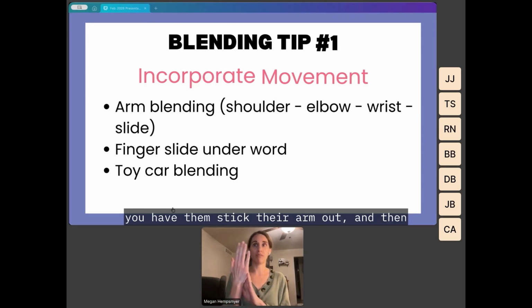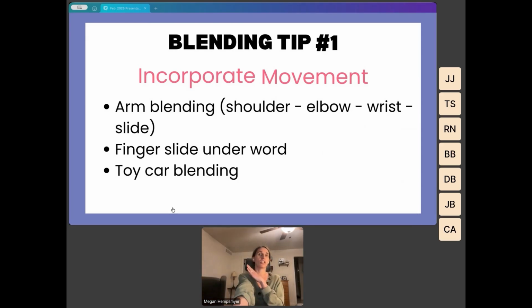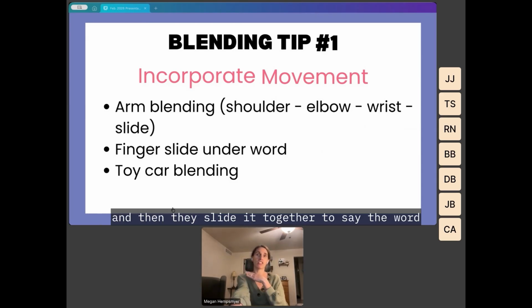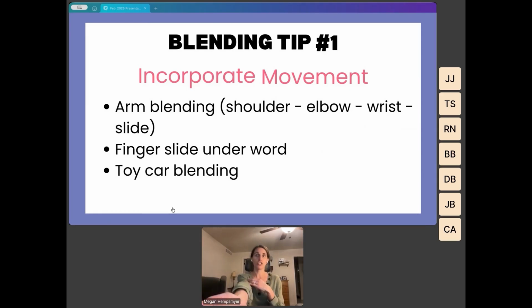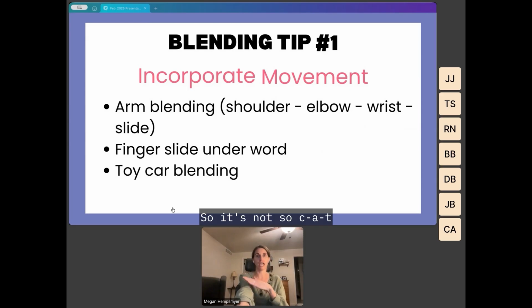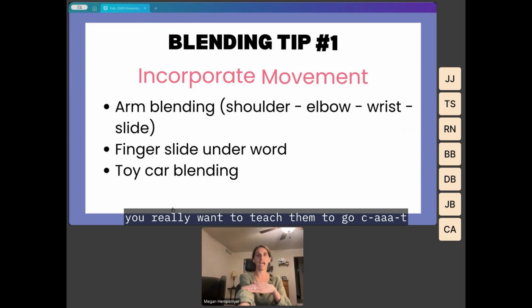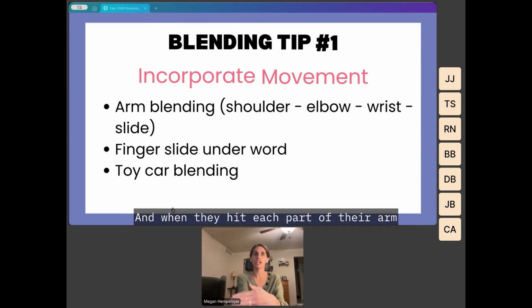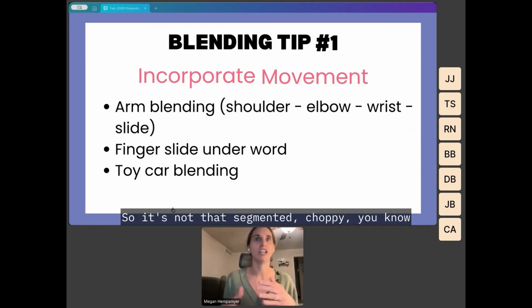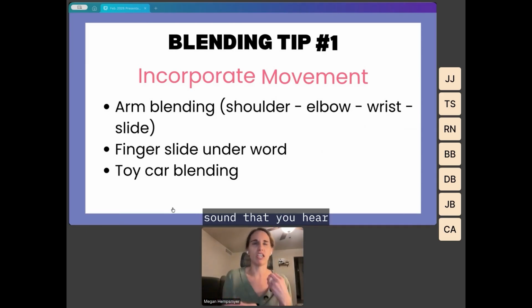You have them stick their arm out, and then with each sound, they're tapping different parts of their arm, and then they slide it together to say the word. So cat: k, at, cat. As they're sliding down their arm, they're blending those sounds together. So it's not k, at, cat. You really want to teach them to go k-at. When they hit each part of their arm, that's when they're switching to the next sound. So it's not that segmented, choppy sound that you hear.